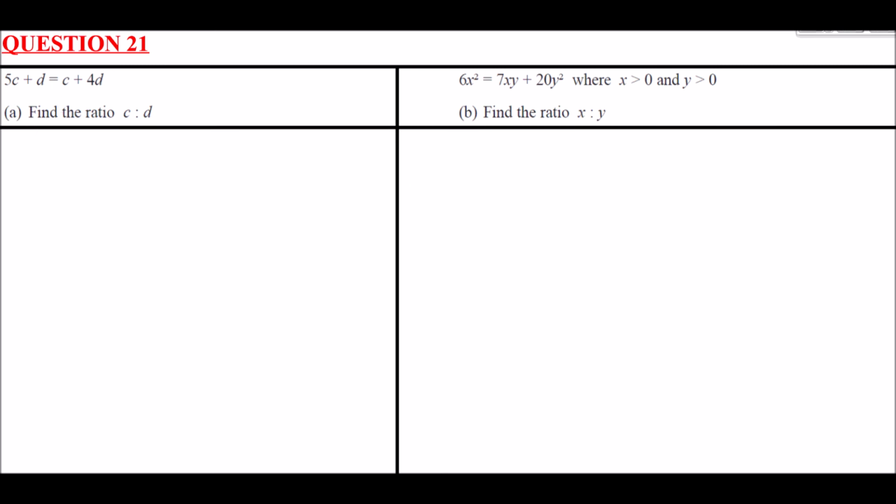So first of all, what we could do here is subtract d from both sides. So if we take d from both sides, what we'd have is 5c equals c plus 3d. If I then subtract c from both sides, I then get that 4c equals 3d, and then finally I could divide by 4, and if I do that, I'd get that 1c is simply 3/4 of a d, or 3d divided by 4.